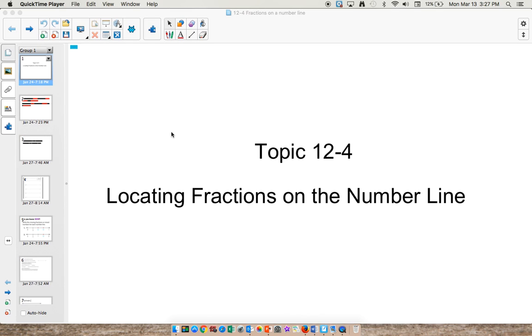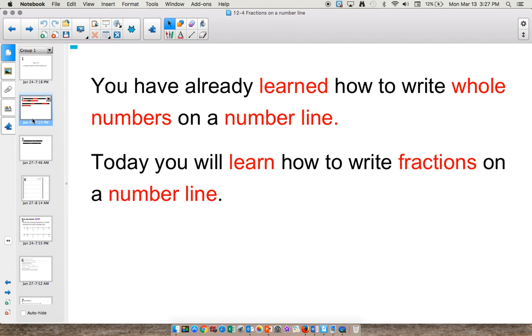Okay, boys and girls, this is going to be a topic about fractions and how we can find them on a number line. This is a really, really big topic in fractions, and I need to make sure that you are paying very close attention. You've already learned how to write whole numbers on a number line. We've drawn a lot of number lines already in 3rd grade. Today you're going to learn how to write fractions on a number line.